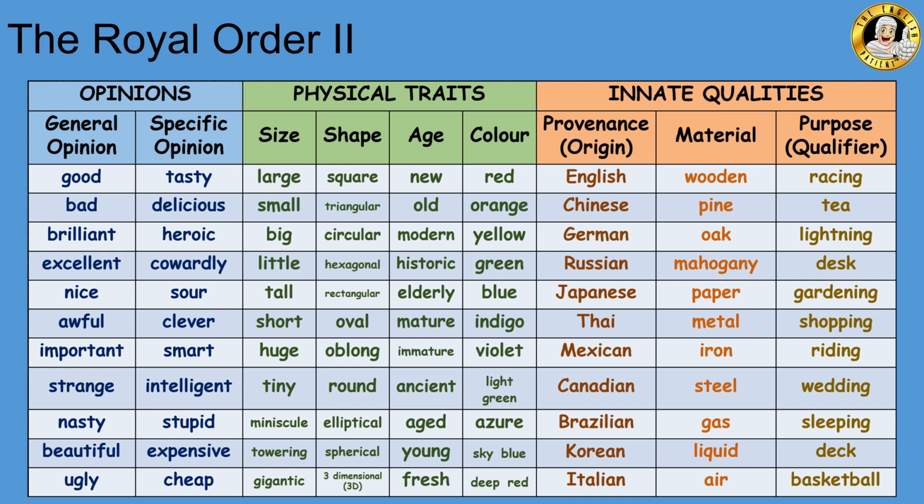Now, it's very difficult to remember the acronym, but bear in mind opinions, physical qualities, and then innate qualities, right? So opinions, physical traits, size, shape, age, color, and then innate qualities. Where does it come from? What is it made out of? And what does it do at the end?